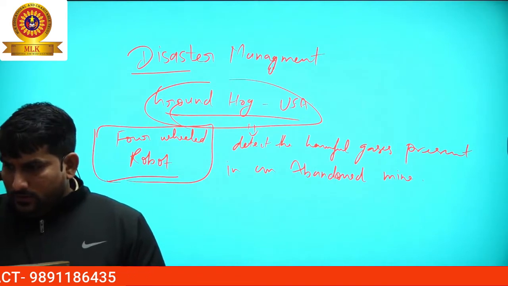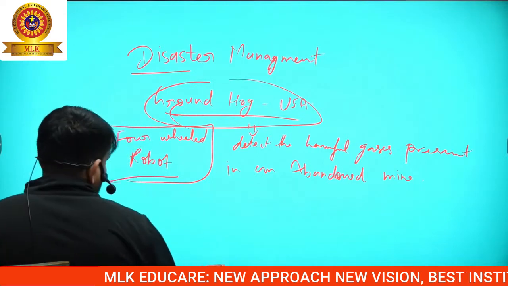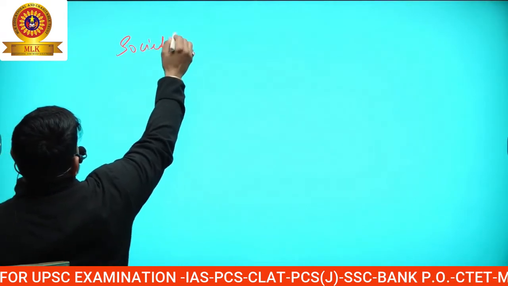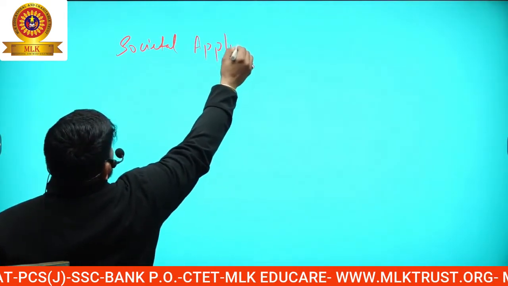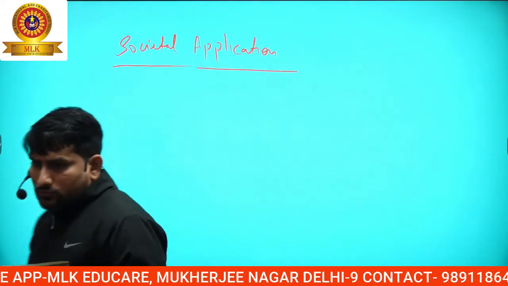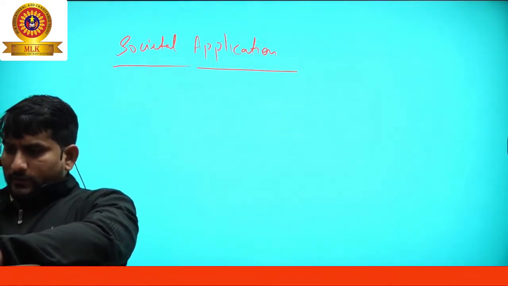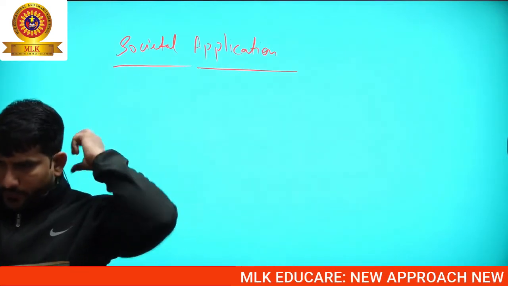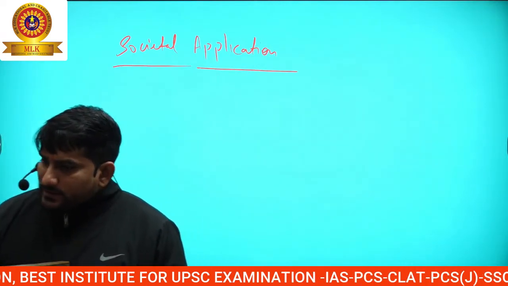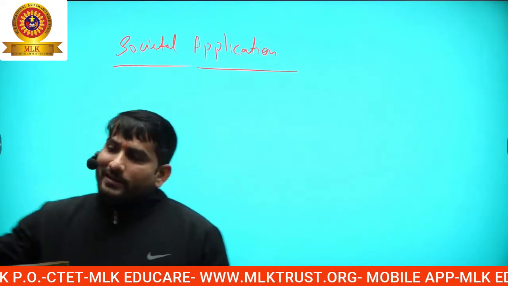The societal applications of robots are also here. Societal applications. Okay. That means how robots are applicable in society. So robots can be used to assist the sick and elderly in the form of personal assistance and can even reduce loneliness. Loneliness. Okay.